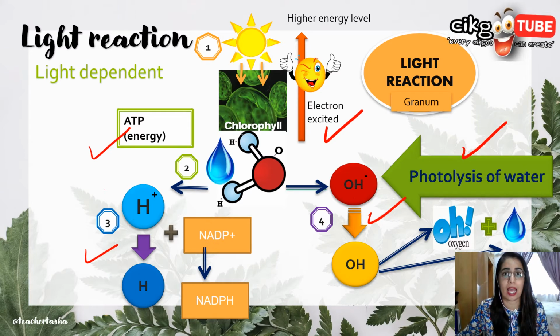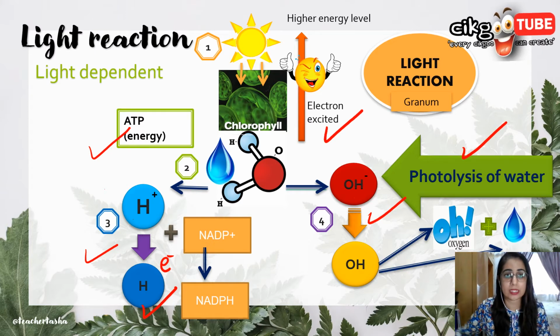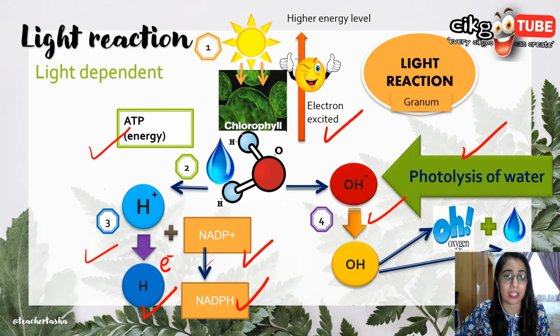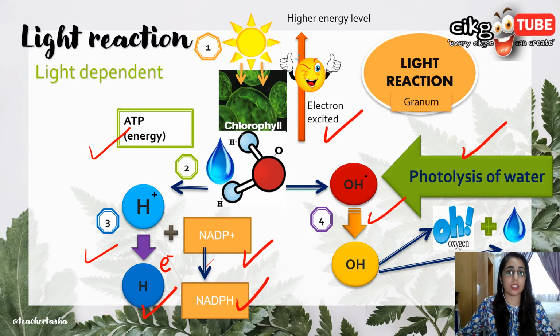Then this hydrogen ion will combine with the electron released by the chlorophyll and form hydrogen atoms. At the same time, the electrons are accepted by the last electron acceptor, which is NADP plus. This NADP plus then combines with hydrogen ions from the photolysis and forms NADPH. So we have the hydrogen combining with the NADP, which is a reducing agent actually. NADPH is then released into the stroma.